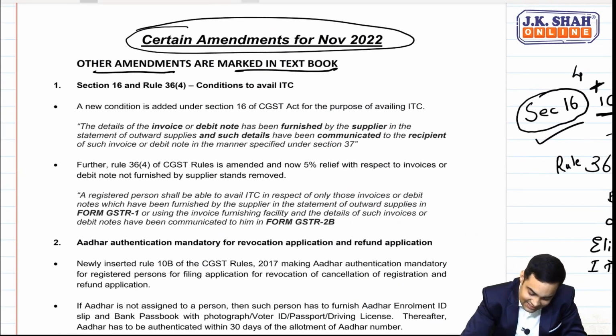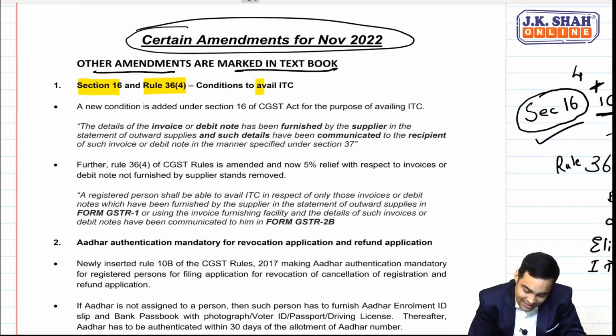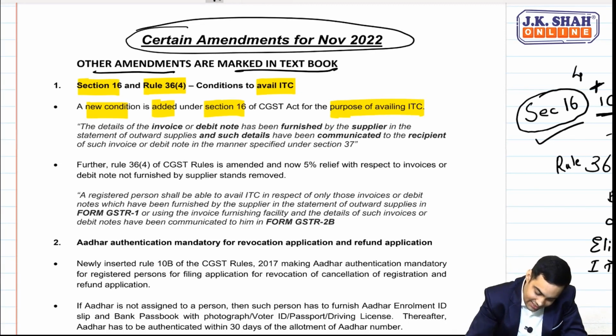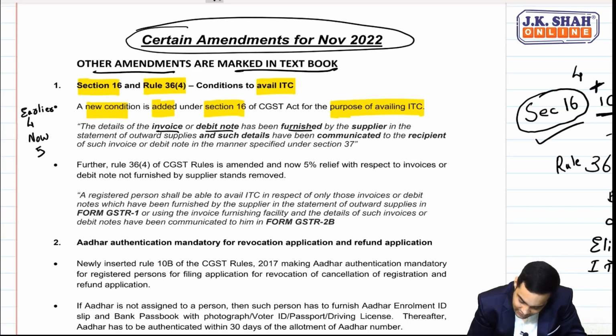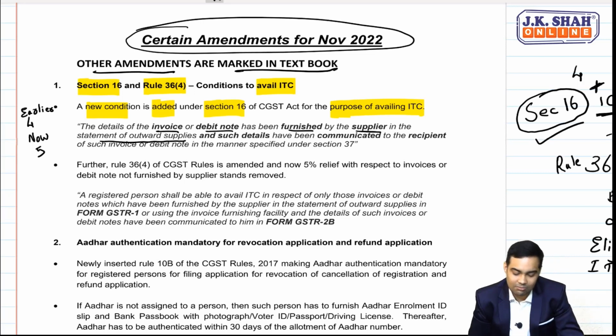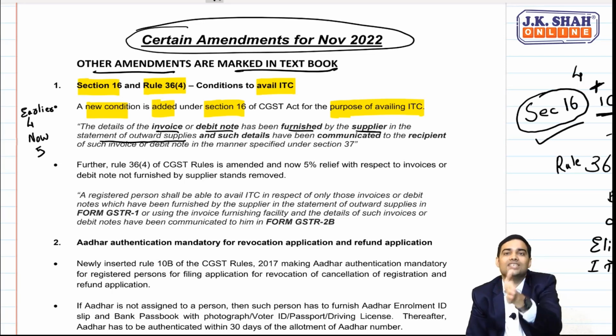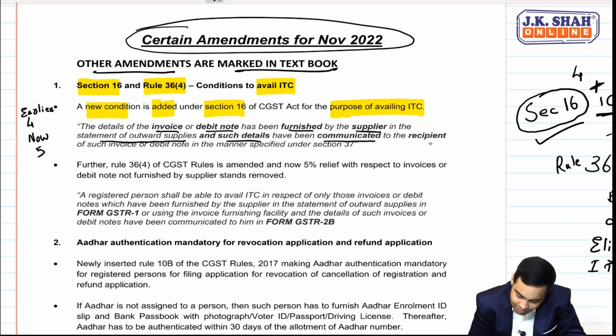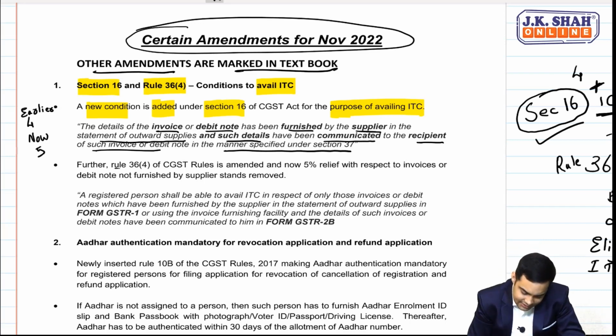Let's have a look. Section 16 and rule 36(4), conditions to avail ITC. A new condition is added under section 16 for the purpose of availing ITC. Now, if you want, you can write: earlier four conditions were there, now five conditions. The details of the invoice or debit note have been furnished by the supplier in the statement of outward supply. Statement of outward supply is GSTR 1 or IFF, invoice furnishing facility. And such details have been communicated to the recipient of such invoice or debit note in the manner specified in section 37. Further, rule 36(4) is amended and now the 5% relief is removed.